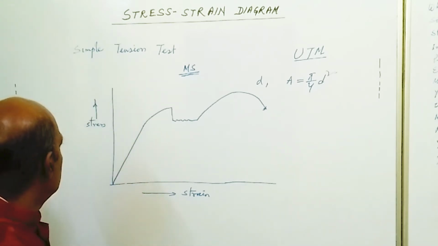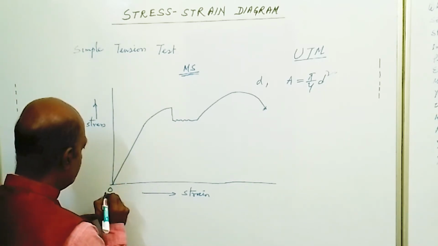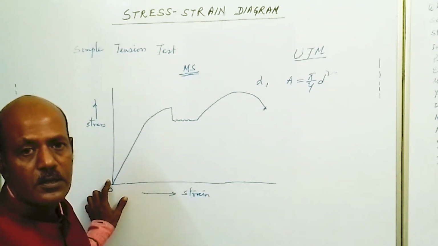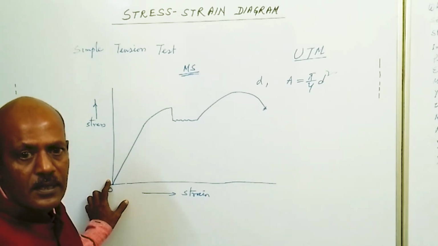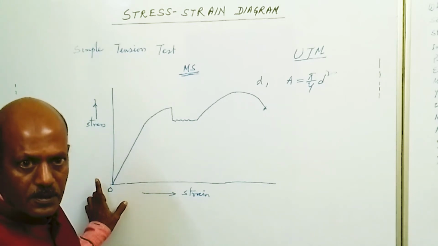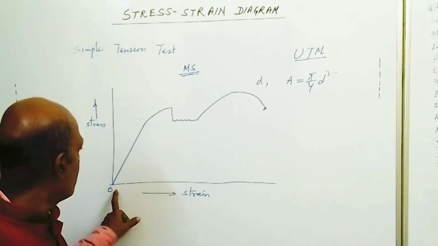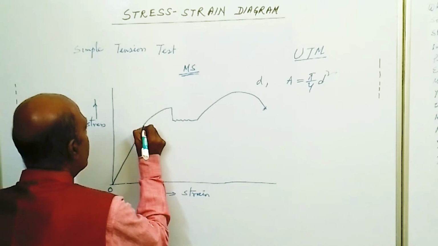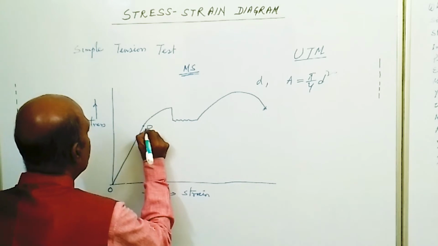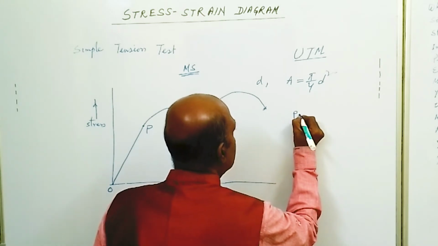From this graph, the curve starts from origin O, and it indicates that this is a virgin specimen, so it has not been used before for any testing purposes. The first point up to which the curve is a straight line is denoted by point P, and P is called the point of proportionality or proportionality limit point.